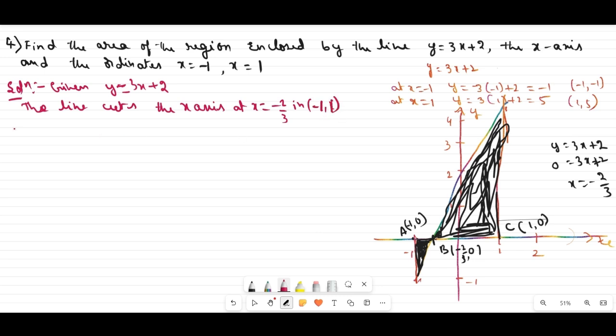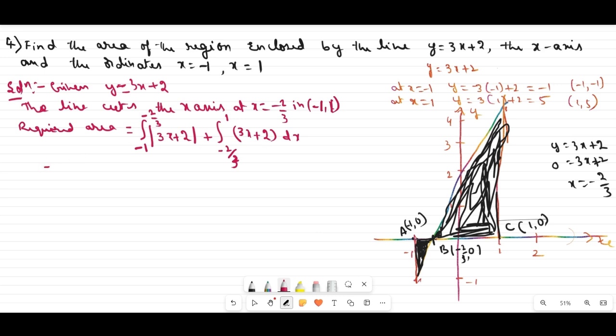Okay, so now the required area will be, required area is equal to the integral from minus 1 to minus 2 by 3. See there, we should consider the modulus function, because even if you get a negative value, since we are finding the area, if you get a negative value, we should consider only the positive. So that's why we should write the modulus of that function. Then minus 2 by 3 to 1, 3x plus 2, because this is above the x-axis, so I don't take the modulus function here. Only for the first term, I will consider the modulus function.